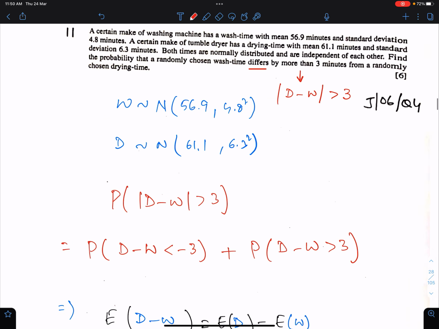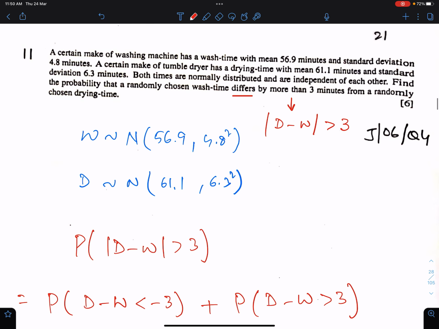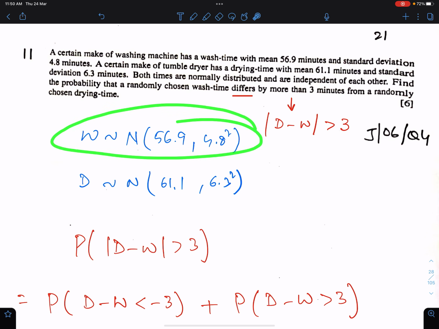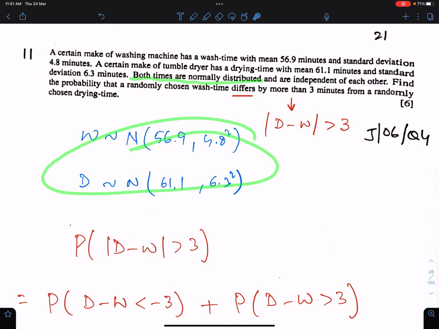Next question, 11. A certain make of washing machine has a wash time with mean 56.9, standard deviation 4.8. So this is the wash time. A certain make of tumble dryer has a drying time with mean 61.1 and standard deviation 6.3. So variance is 6.3 squared. Both times are normally distributed and are independent.